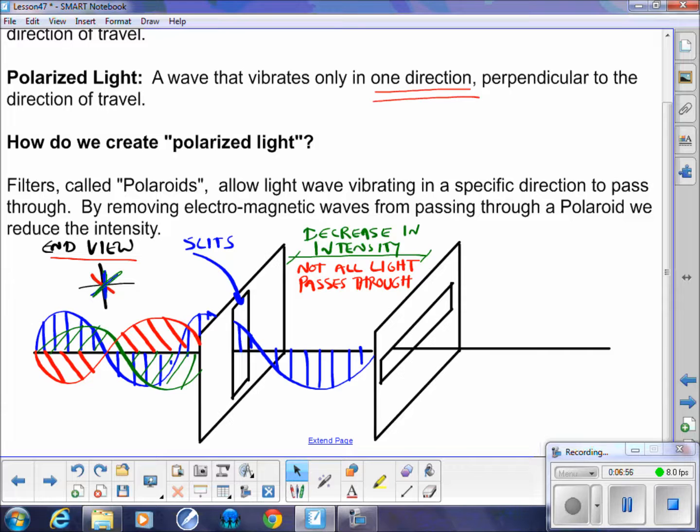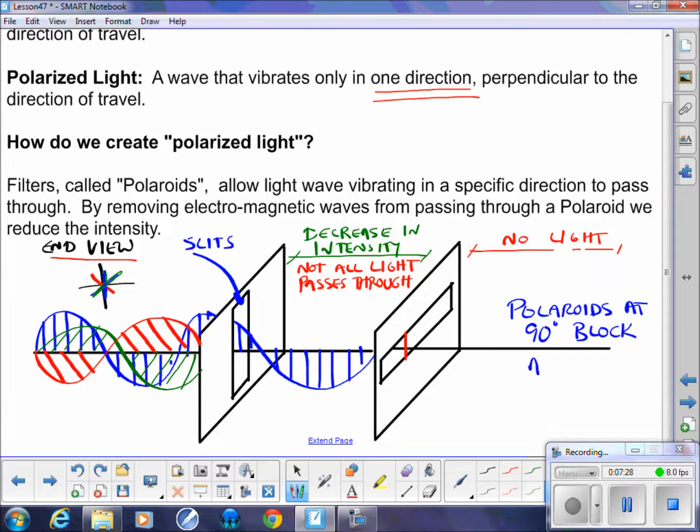Now, if I have a second Polaroid that's now perpendicular to the first Polaroid, that would mean that my blue wave would end up stopping at this point here. It would be blocked from passing through. So in this region here, we would have no light. And I don't know what I was going to spell, lightning, I guess. No light. All right. So if you have two Polaroids that are perpendicular, light will not pass through. So Polaroids at 90 degrees block all light.